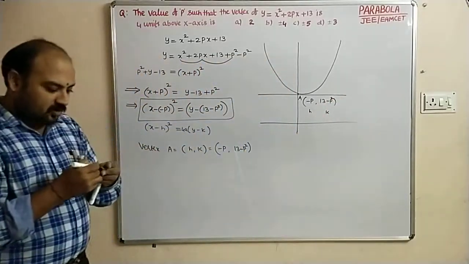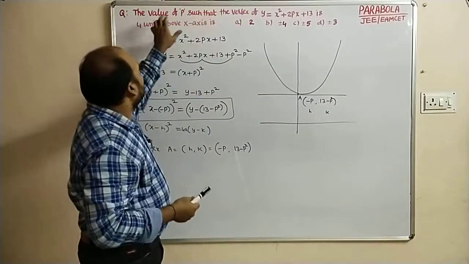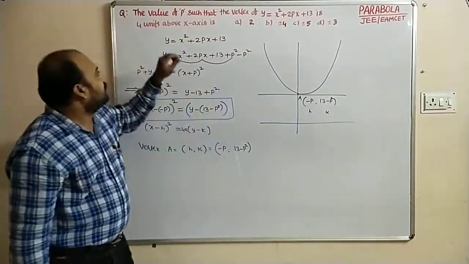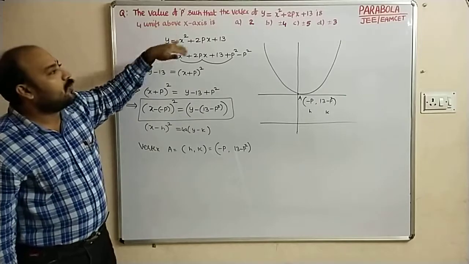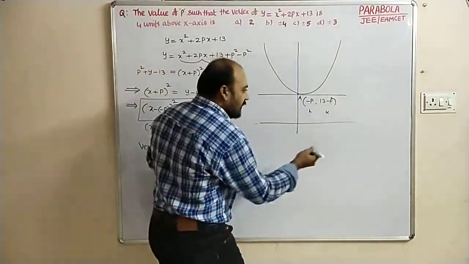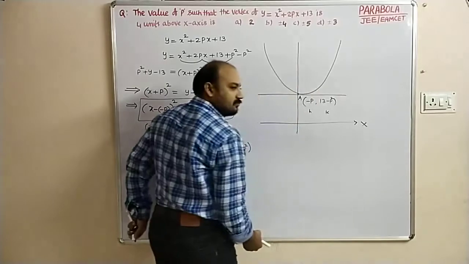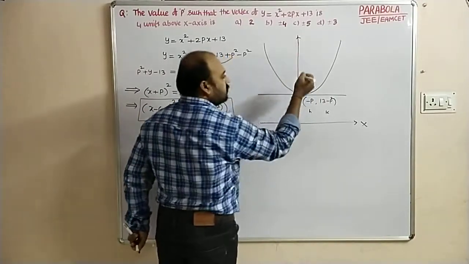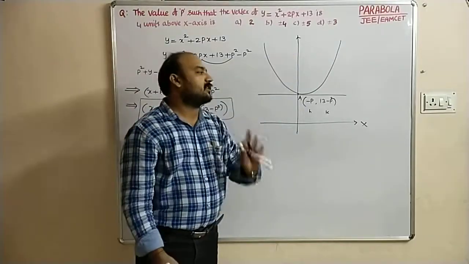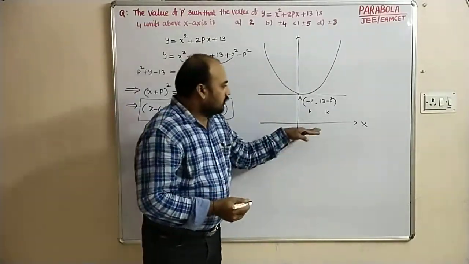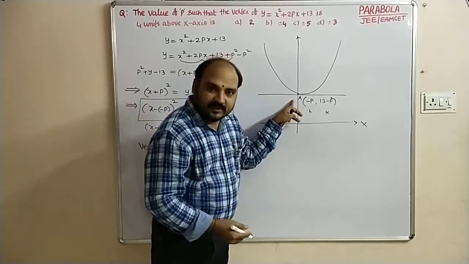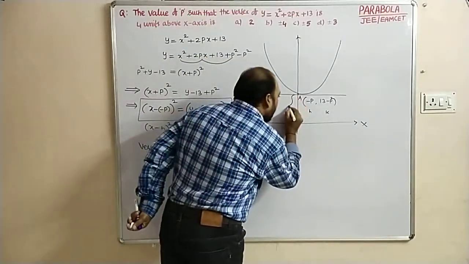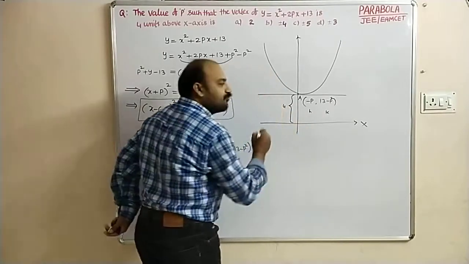And here one piece of information is given. The value of p is such that the vertex of this parabola is 4 units above the x-axis. This is the x-axis equation. Obviously it is not the y-axis, it is parallel to the y-axis. This vertex is at a distance of 4 units above the x-axis. From here to here it is 4 units.